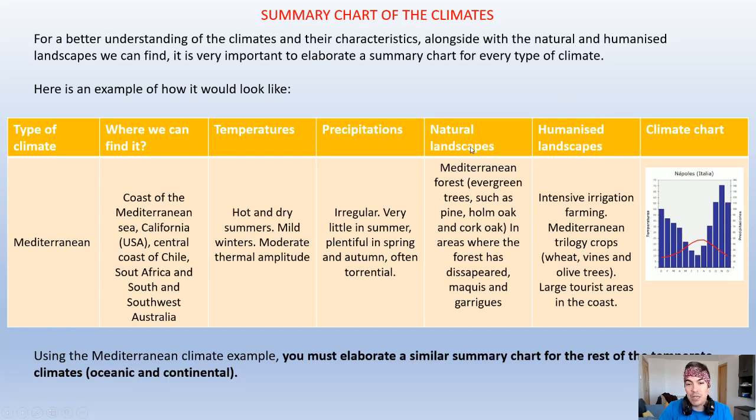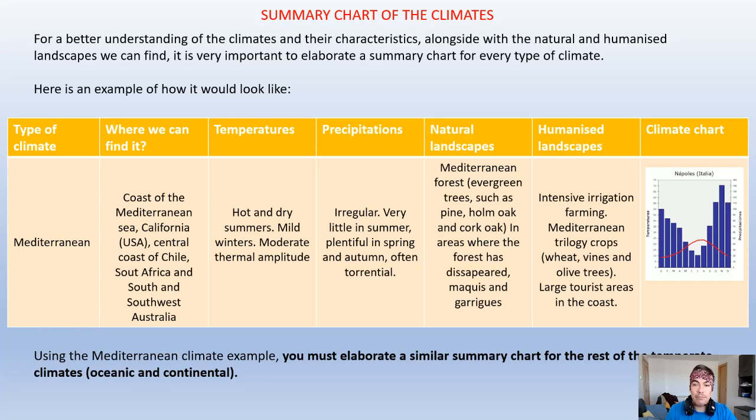So for example, in natural landscapes, what is the vegetation, or in the humanized landscapes, what are the main economic activities, or how is the habitat, for example. And finally, an example of a climate chart. So I want you to copy in your notebook this one, the Mediterranean climate summary chart, and I want you to do a summary chart of the oceanic and continental climate. Okay, this is the first half of your tasks for this week.